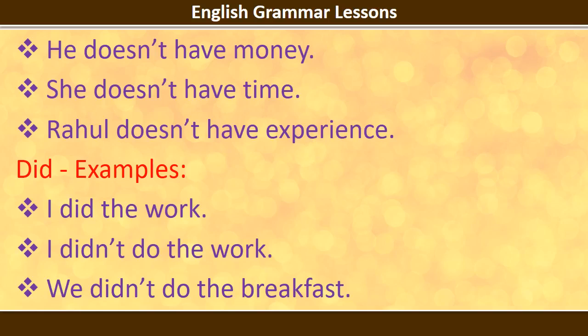Examples of did. I did the work. We did not do the work. It is in negative form, so I am using did not. I did the work. Did is a verb. If it is in negative form, then we use I did not do. I did not do the work. We did not do the work.